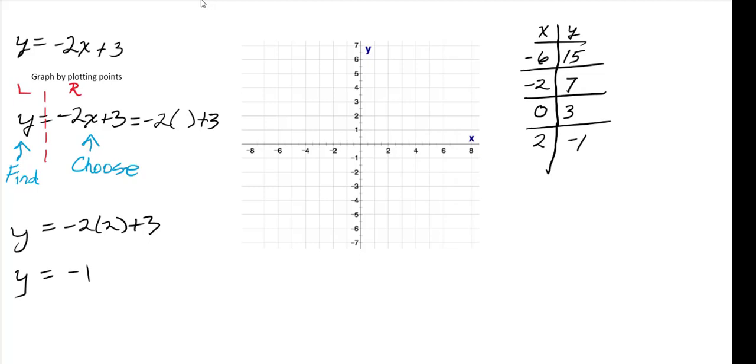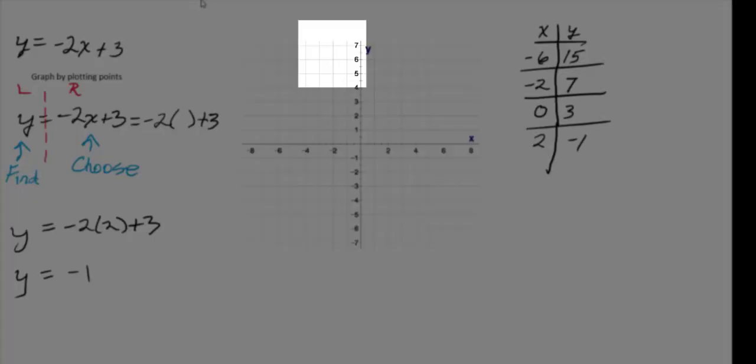So what I'm going to do now is plot anything I can from this table onto the coordinate plane. So notice negative 6 comma 15 has no place on this coordinate plane because our y-axis only goes up to 7. Okay, so I can't really plot the first ordered pair, but I can plot the next point, negative 2 comma 7.